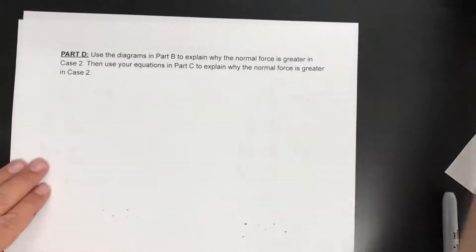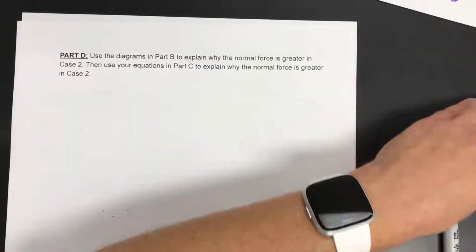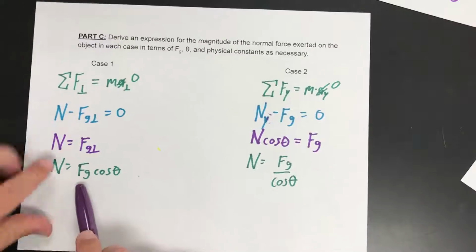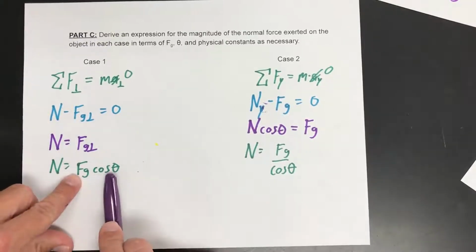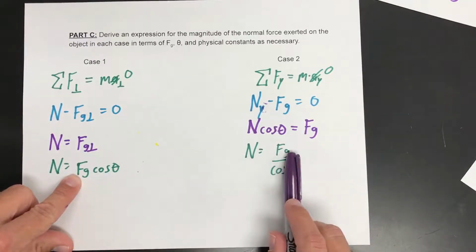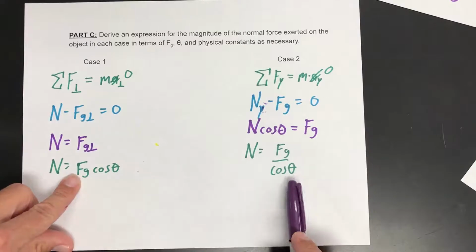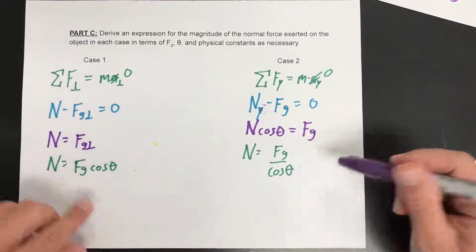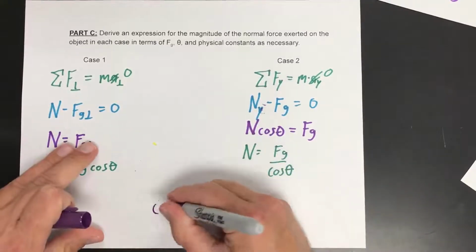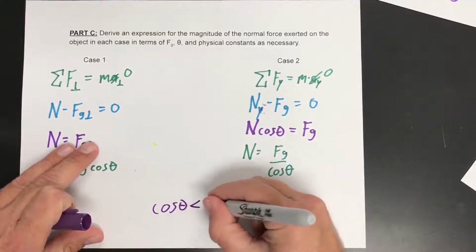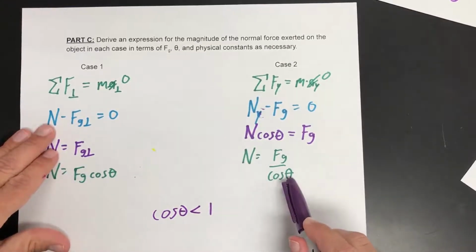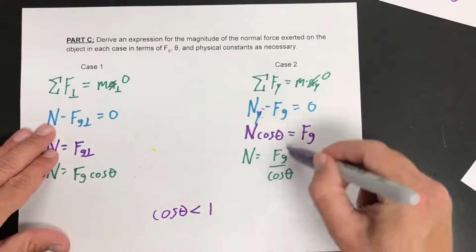Let's do it now with our equations. Here you are. So here we've got the normal is the weight times the cosine of the angle, and here we have the normal is the weight divided by the cosine of the angle. You may tend to think that that makes this one smaller because you're dividing it by a number, but remember the cosine of the angle is always going to be less than 1. So that means you're dividing by a number less than 1 in this case, which will make it bigger.